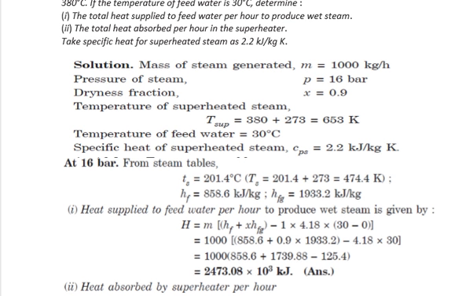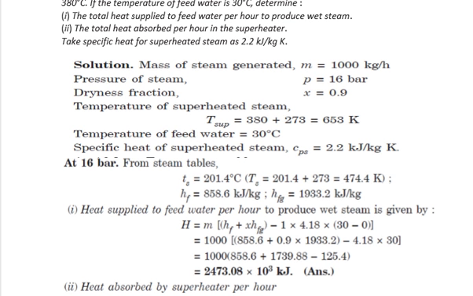First of all, you have to write down the given data. The mass of steam generated is given as 1000 kg per hour. The dryness fraction x equal to 0.9 and the pressure of steam is given as 16 bar. Again, use the steam table. The temperature of superheated steam is given as 380 plus 273, that is 653 Kelvin. That means the temperature is above 100 degrees Celsius, so the steam is superheated. The temperature of feed water is also given as 30 degrees Celsius. The specific heat of superheated steam is given, Cps equal to 2.2 kJ per kg Kelvin.